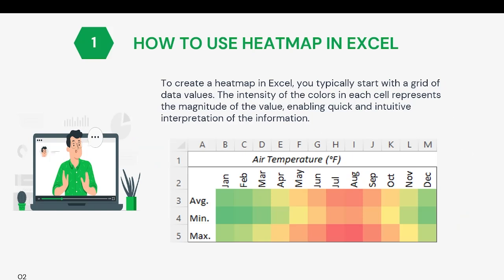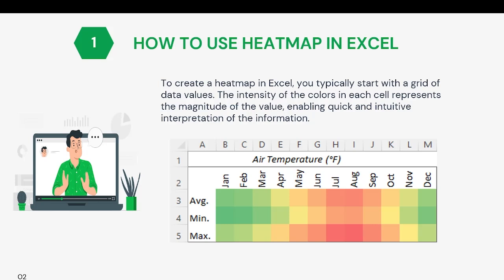How to use heat map in Excel? To create a heat map in Excel, you typically start with a grid of data values. The intensity of the colors in each cell represents the magnitude of the value, enabling quick and intuitive interpretation of information. Like the way we have in this picture, the grids will make us understand the intensity of the values.